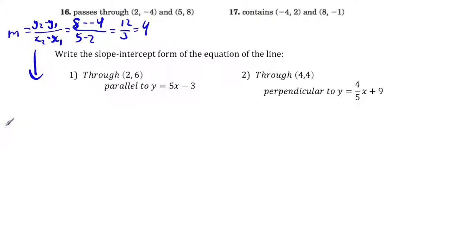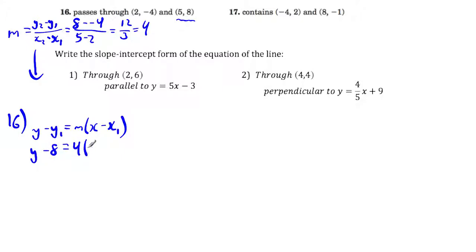actually let me continue this down here. So I'm going to have 16. So y minus y1 is equal to m times x minus x1. So I could take any point. I'm actually going to choose this second point because I don't have any negatives, so I don't have to worry about that confusion. So y minus 8 is equal to 4 times x minus 5. And so I get y minus 8 is equal to 4x minus 20. If I add that 8 to both sides, I get y is equal to 4x minus 12.